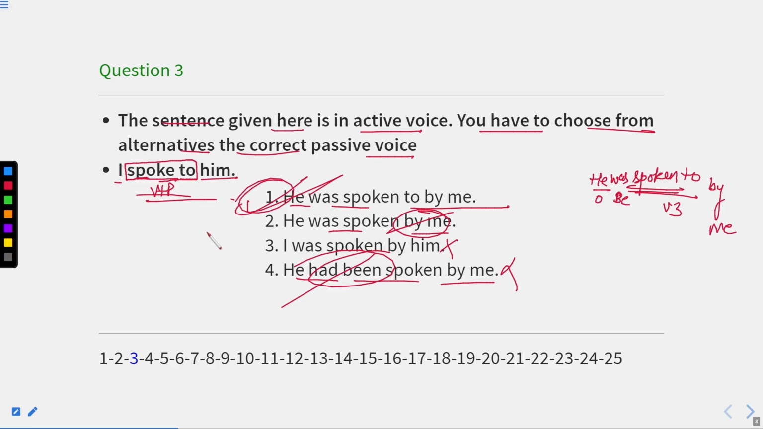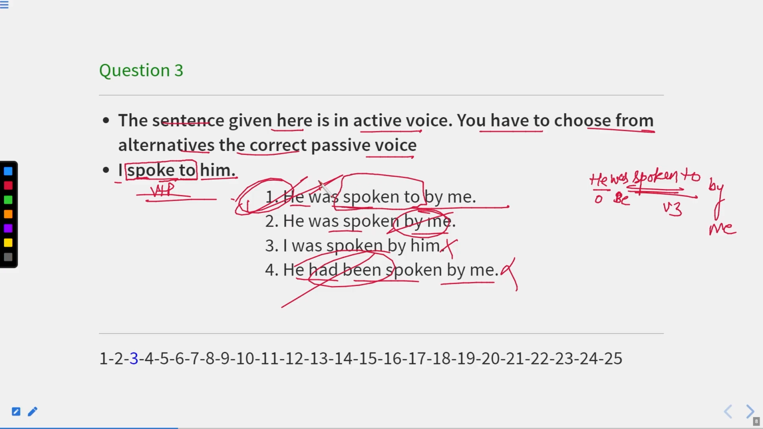And this is here in the first part of the sentence. So you can also apply a trick over here. When we said that spoken to should come, now look at all these sentences. We require spoken to, and it is only given in the first option.